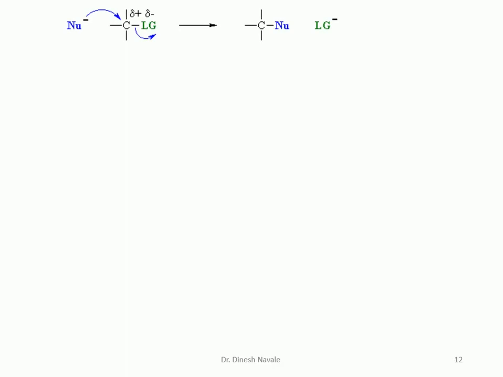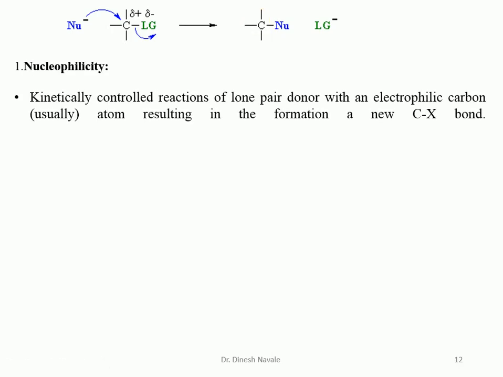So this is the reaction we are going to observe, in which the leaving group leaves the reaction center. The nucleophile attacks the carbon which contains the partial delta positive charge. That means the nucleophile will always attack the electrophilic center, and there is the formation of the product. So nucleophilicity is the kinetically controlled reaction of a lone pair donor with an electrophilic carbon atom, resulting in the formation of the C-X bond, or the C-nucleophile bond.